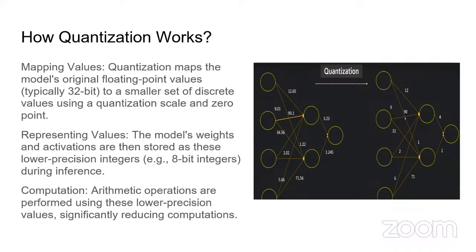Then representing values. All these weights and activations are stored as lower precision integers, like 8-bit, during inference. Then computation. All arithmetic operations during inference are done using these lower precision values, drastically reducing the computational requirements.